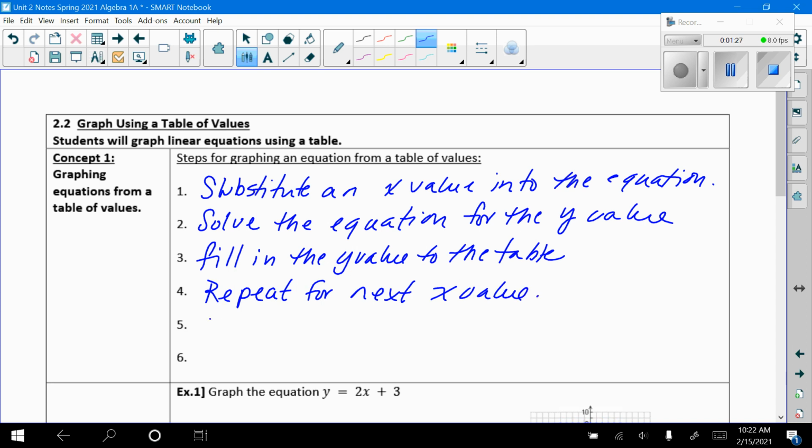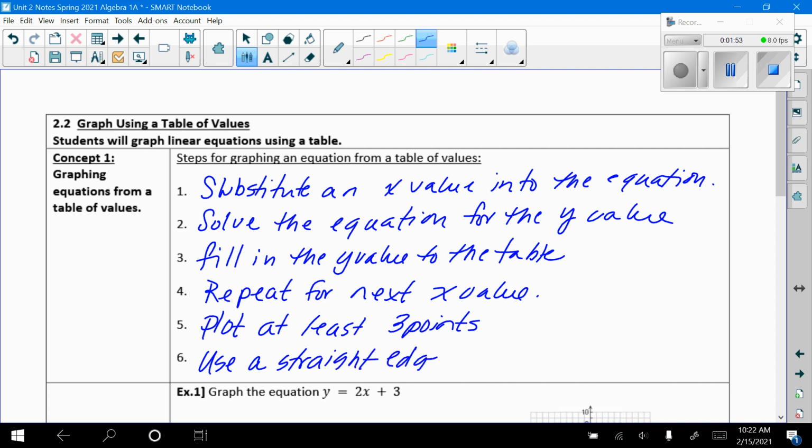I want you to plot at least 3 points. And the reason I want 3 points is because if you only do 2, you can make a straight line between any 2 points. But with 3 points in a row, you can make your straight line and know that you're on the right track. So at least 3 points. And then use a straight edge to connect the points.